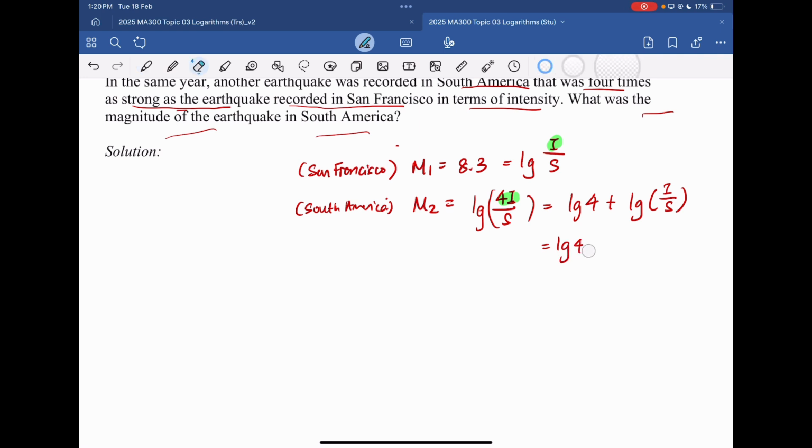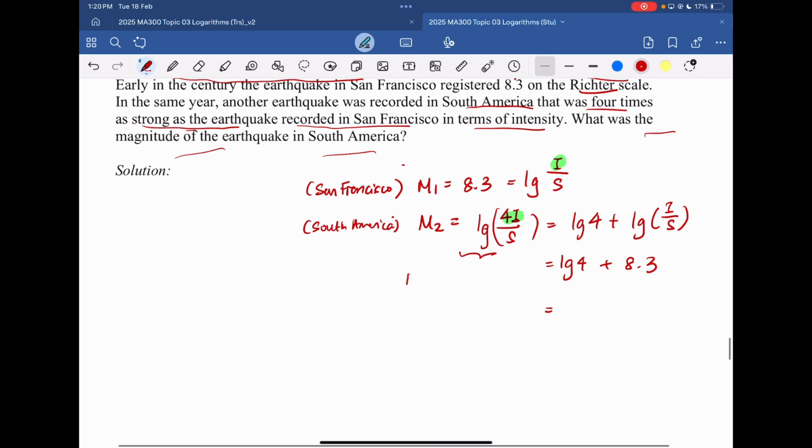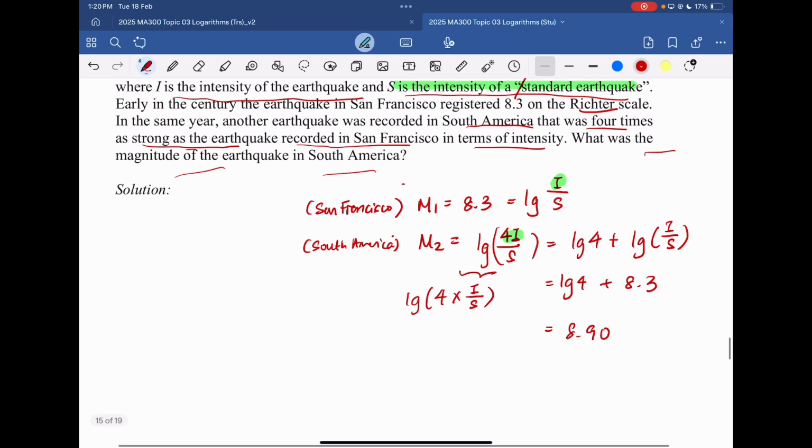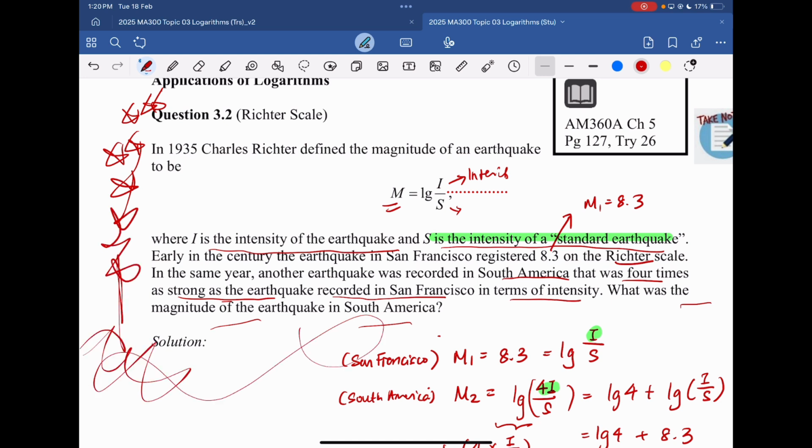Wait, now I'm writing. Plus. This is log 4 times I over S. So the answer is 8.9. Is it okay? Go and do this question 50 million times. Put a star.